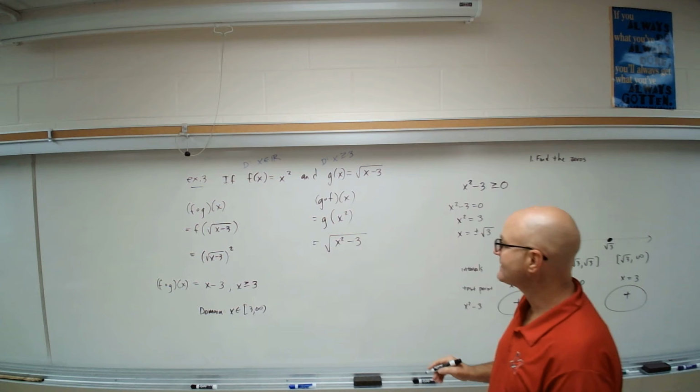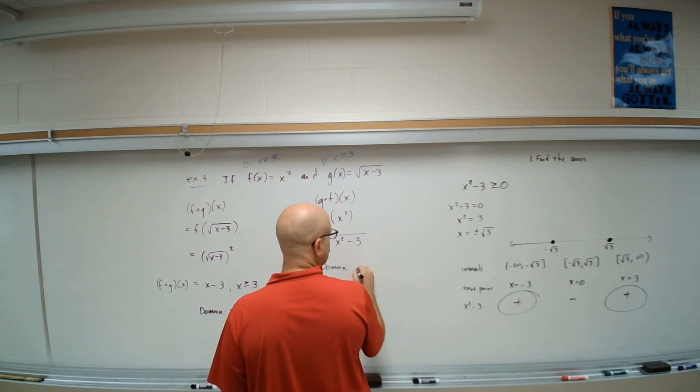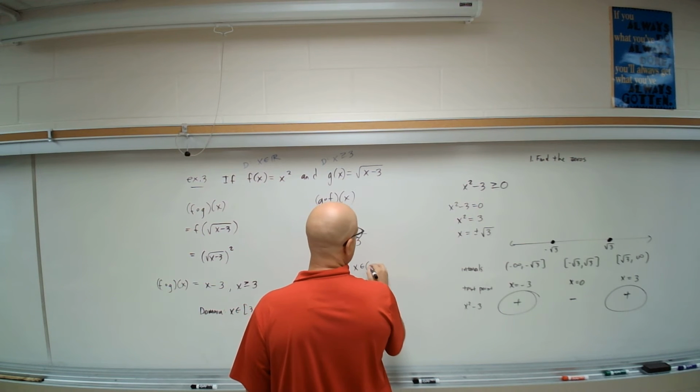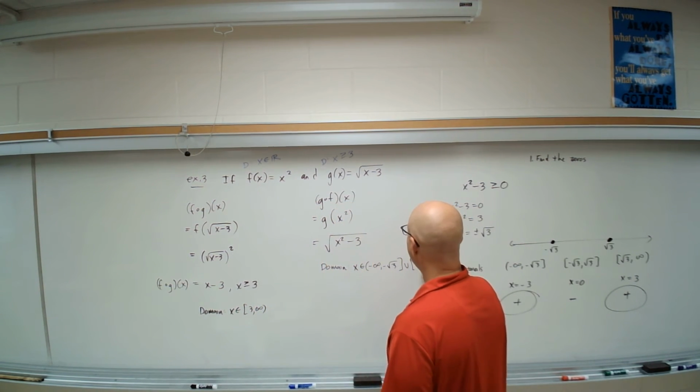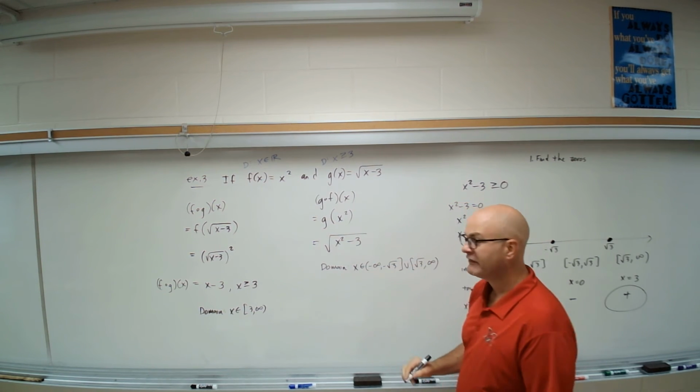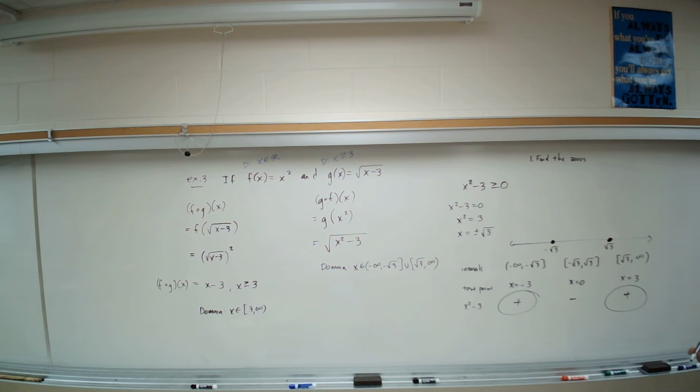Meaning, for this, we would say that our domain is that x is contained from negative infinity to negative radical 3 and radical 3 to infinity. Now, you might be thinking, well, I don't believe that. That seems dumb. Which maybe you could think that.